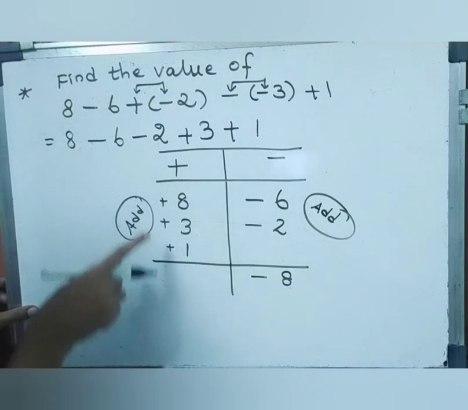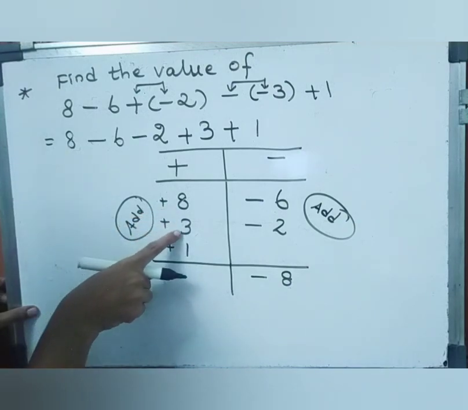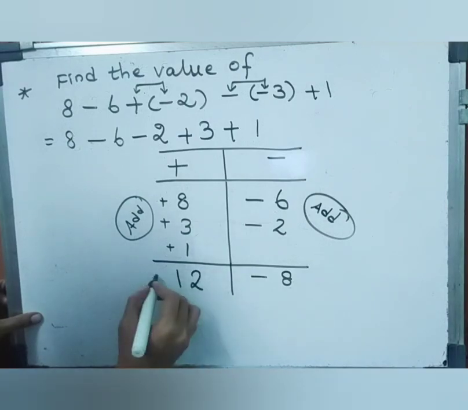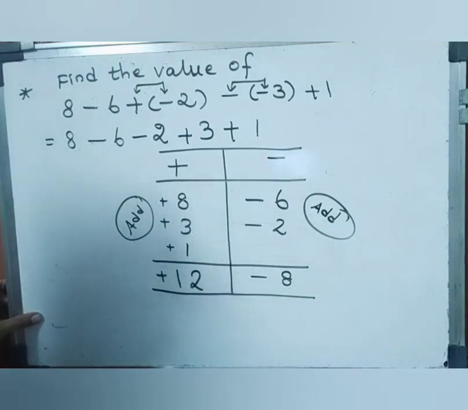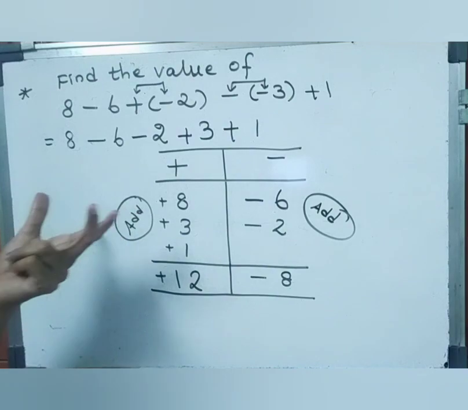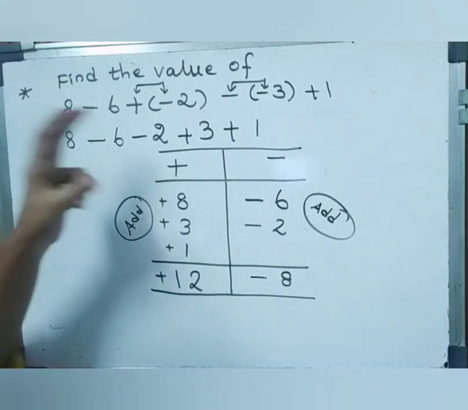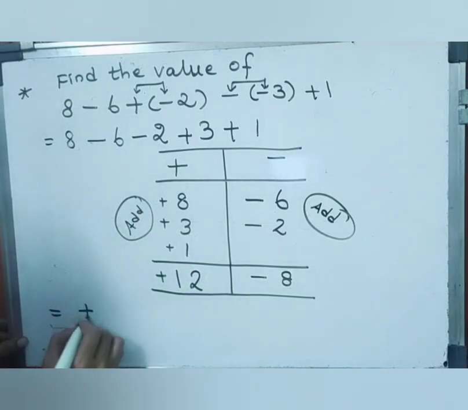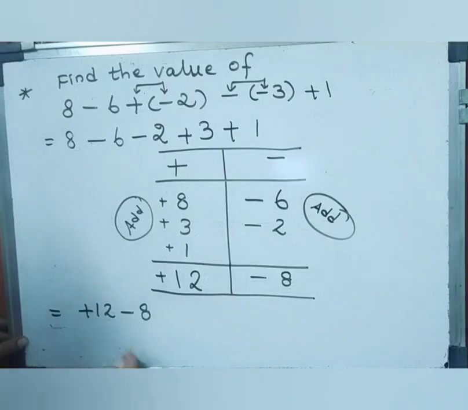And here the next side. 8 plus 3, 11. 11 plus 1, 12. Same sign, add and put same sign. We had too many numbers for calculation, so I have converted everything into 2. One is a positive integer and another one is a negative integer. Finally we got plus 12 minus 8. Instead of writing so many integers, now I am having only 2 integers.